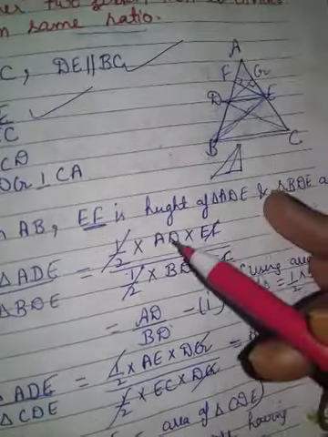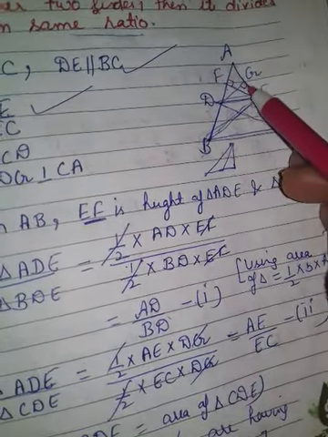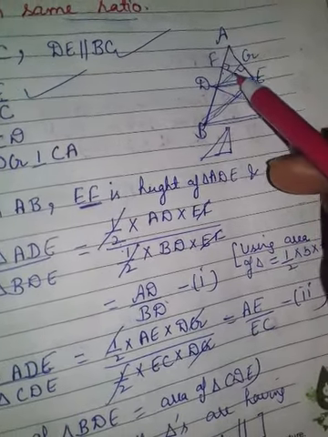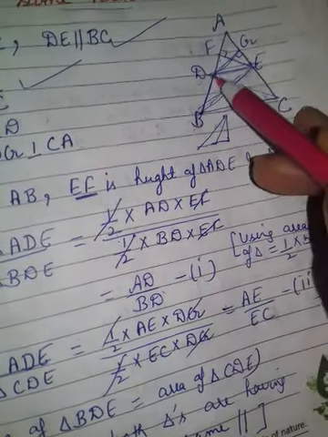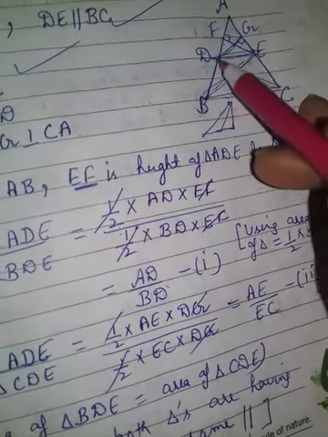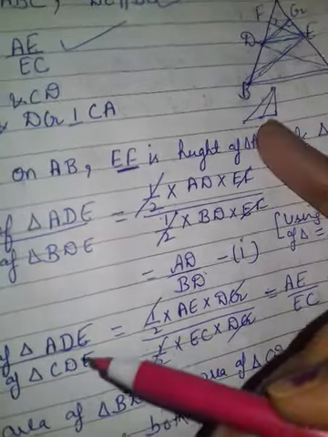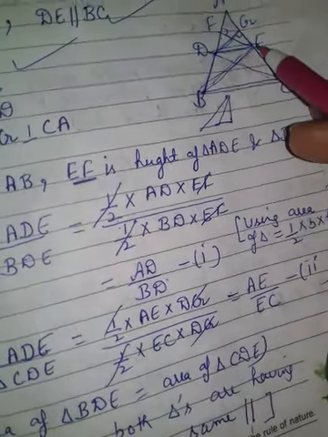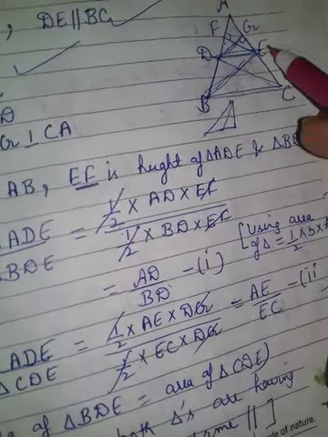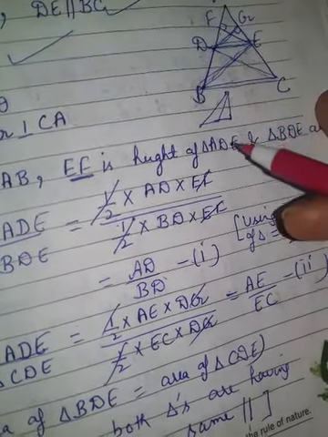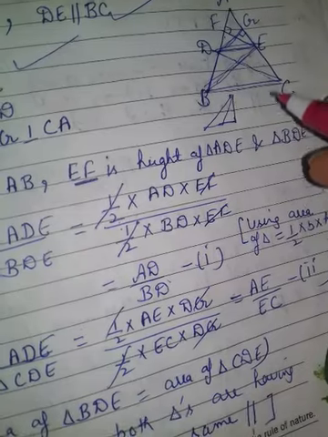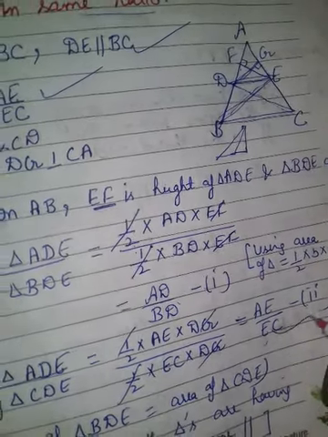We are taking half into the base, AE. What is the base here? DG. Yes, now we are taking base AE, then DG is the height. And for the downside triangle, what is the base? CE, the EC. What is the height? DG. Half half cancel, DG will cancel, only AE upon EC is left.